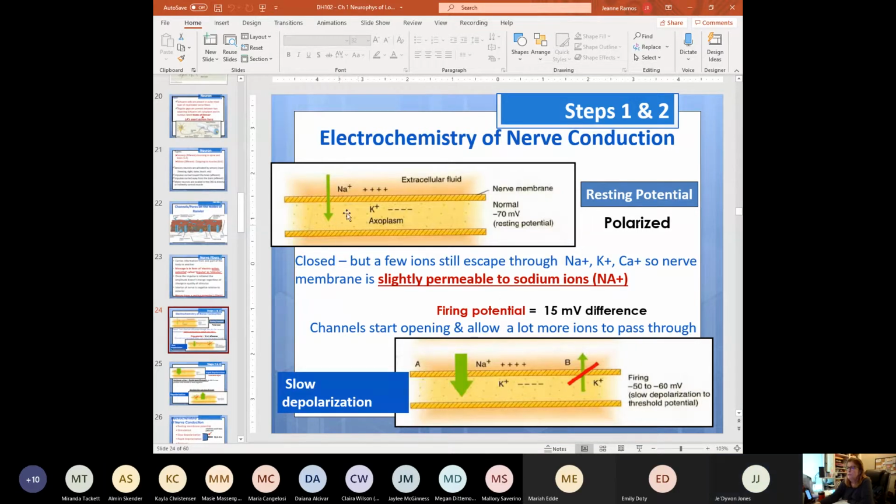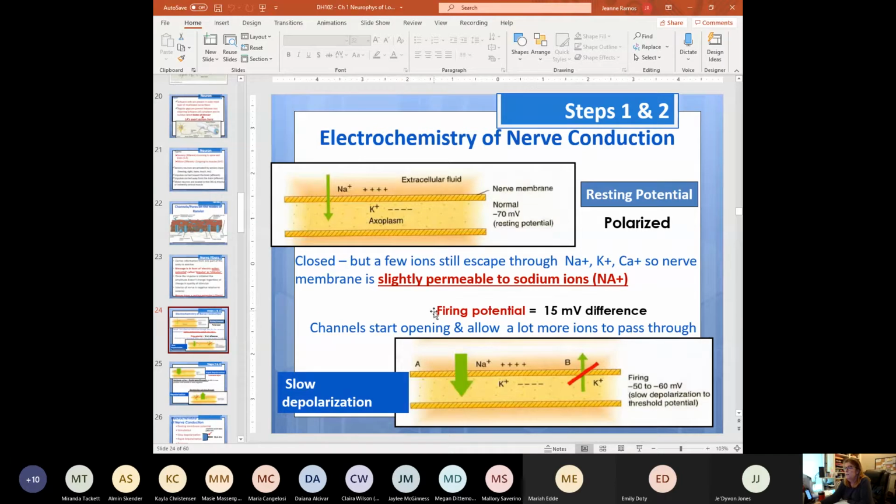So at the node of Ranvier, this nerve membrane is very slightly permeable, meaning that these things can escape. They're not meant to, but some just work their way through. So even at rest and polarized with a negative 70 millivoltage, the nerve membrane can be slightly permeable and let sodiums through, but not enough to do anything.